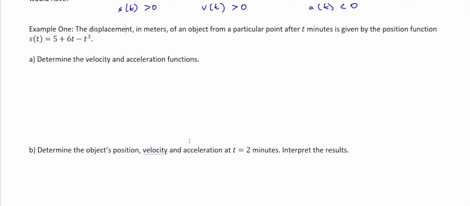Let's look at the next example right here. The displacement in meters of an object from a particular point after t minutes is given by the position function s at t is equal to 5 plus 6t minus t cubed. Determine the velocity and acceleration functions.